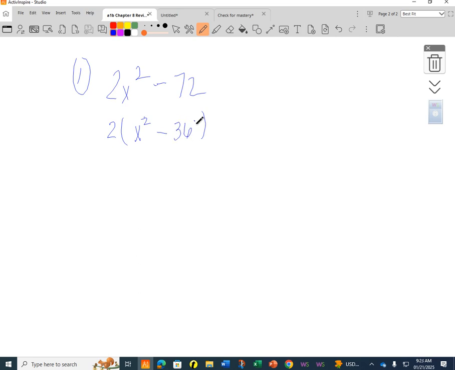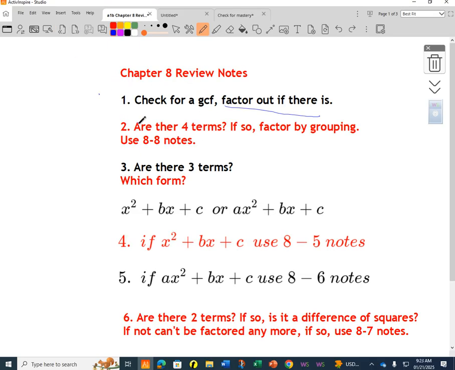That's right. Okay, so we factored out. So let's go now. Everybody caught up? So let's go down and look at our steps. Are there 4 terms? No, I misspoke there, but I'll fix that. Are there 3 terms?